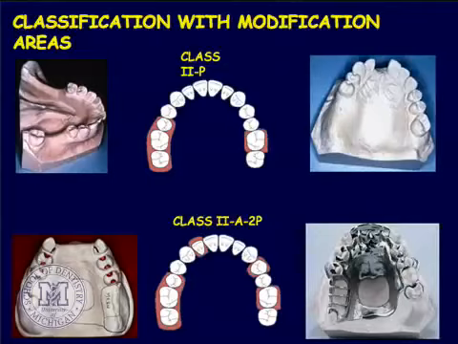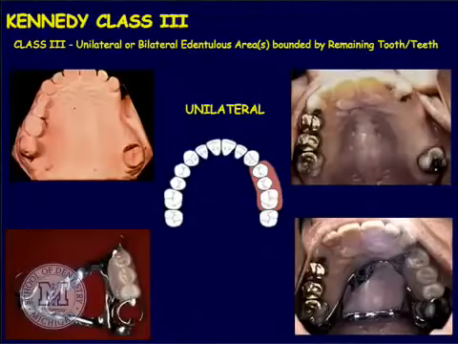So you've got the class 3. The class 3 is completely supported by teeth all the way around. So here you've got an edentulous space here, but you've got a tooth in back to support things and in front. So it'd be something like this. So that's a unilateral class 3. You can also have a bilateral class 3 partial denture.